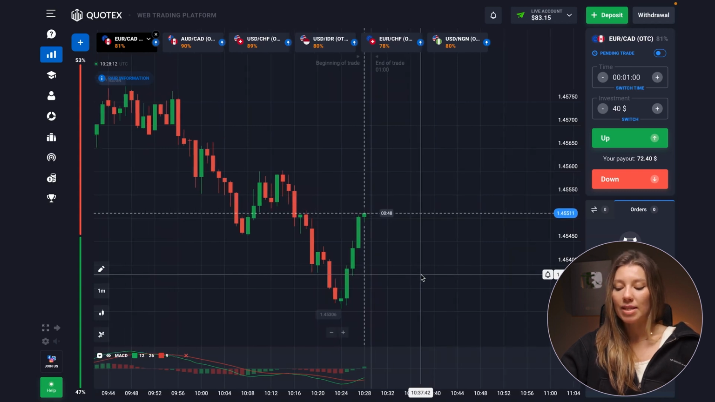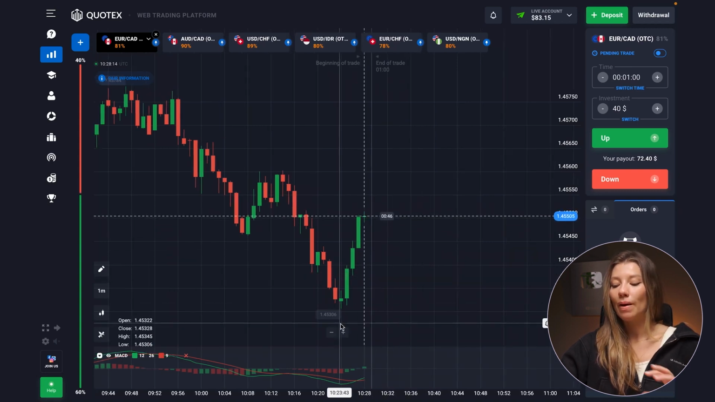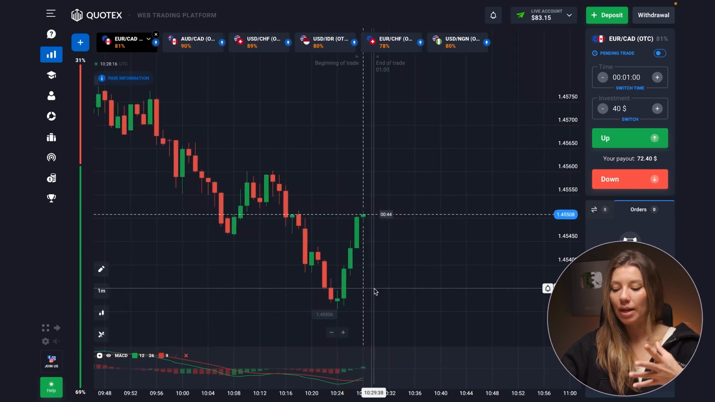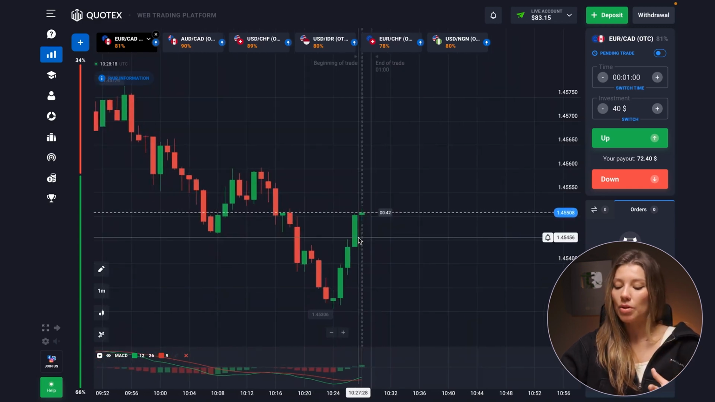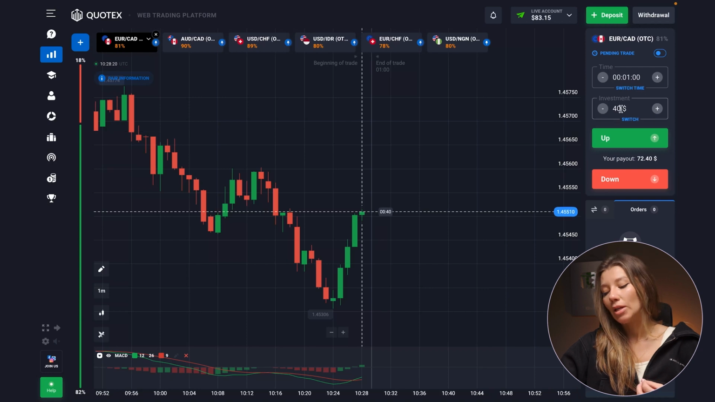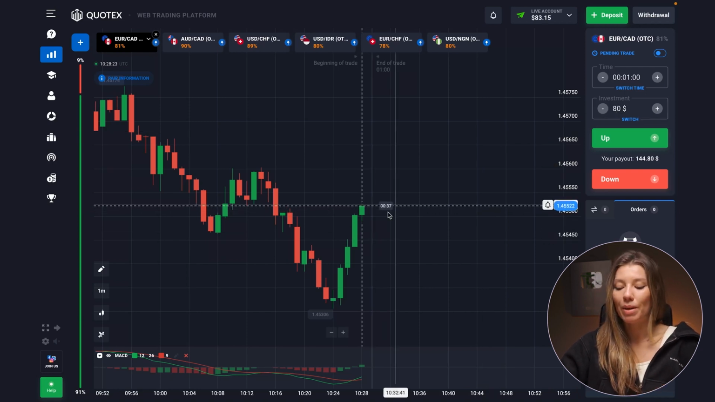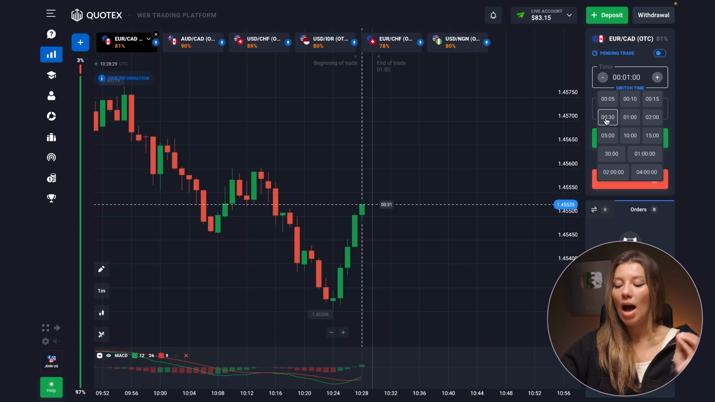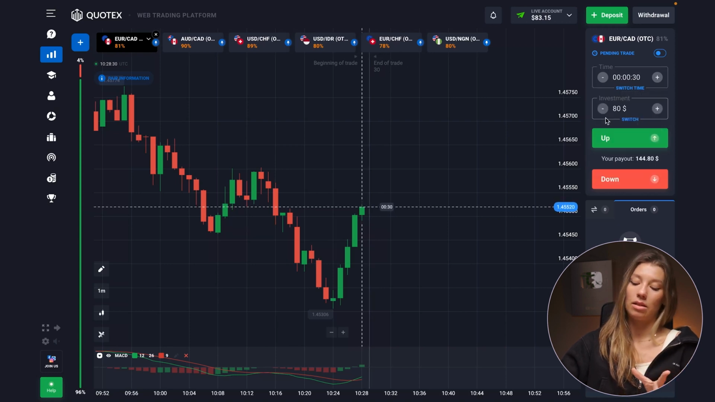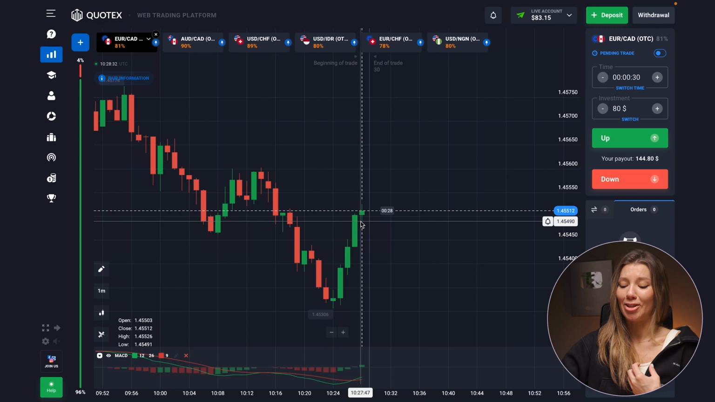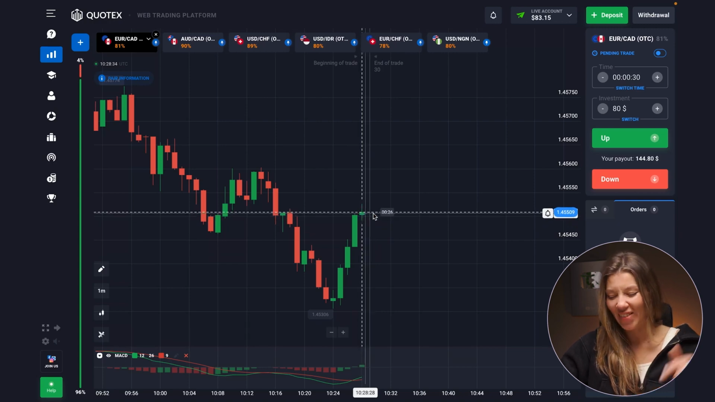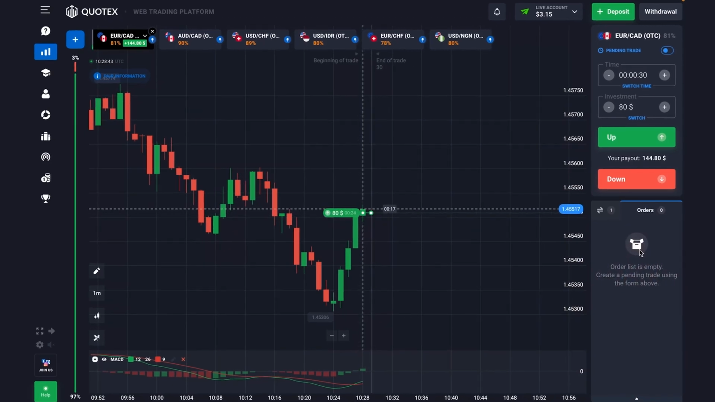In this case, everything is showing me pretty strong growth upward, so I'm going to use $80 here. I think I should try another expiration time because the market is showing me the speed is going a little bit lower. So I'm going to use 30 seconds here, and it's an interesting case to use the greens. Let's go.